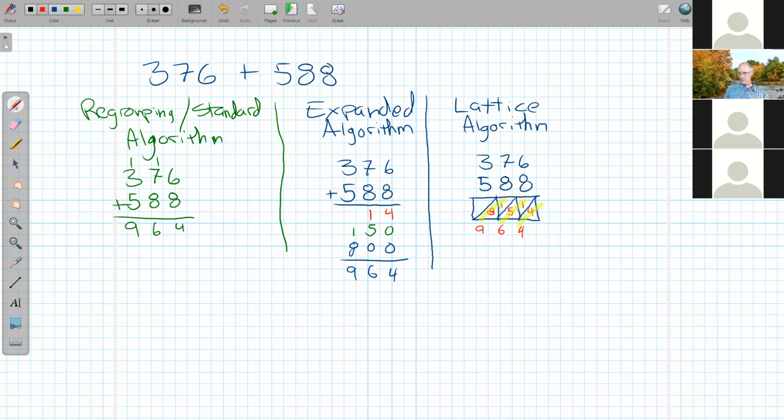Isn't that cute? Come on, that's cute. Somebody give me a thumbs up or a smile if they think that's cute. I think it's cute. Oh yeah, cool, thank you. I didn't make it up. And this is taught in some South American countries and I think some places in Europe, called the lattice algorithm.